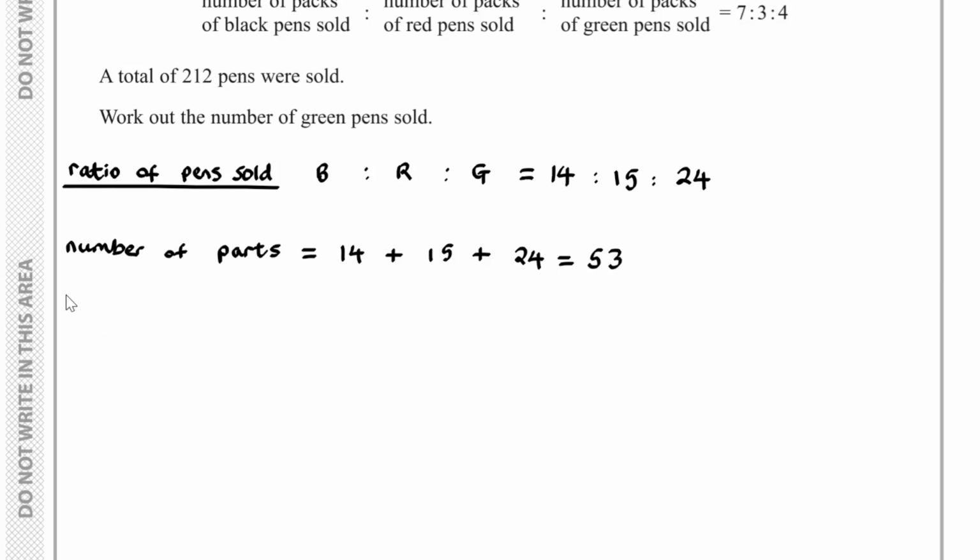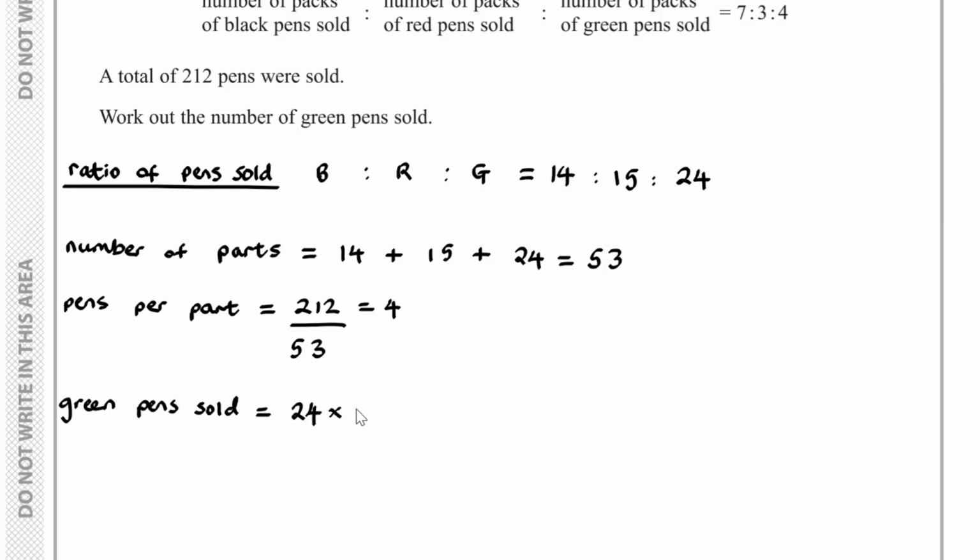And therefore the number of pens per part, that will equal 212 divided by 53, which is 4. And therefore the number of green pens sold, that's equal to 24 multiplied by 4, which is 96. So we have 96 green pens which are sold.